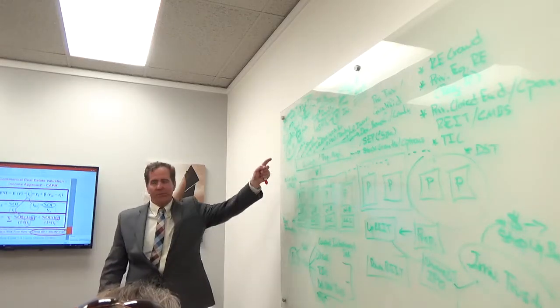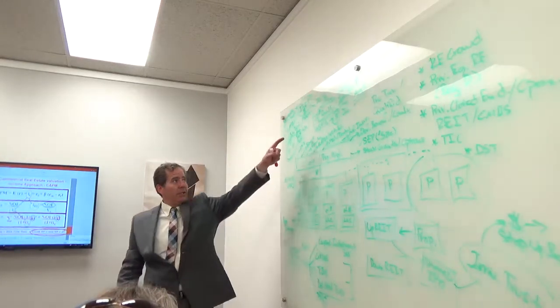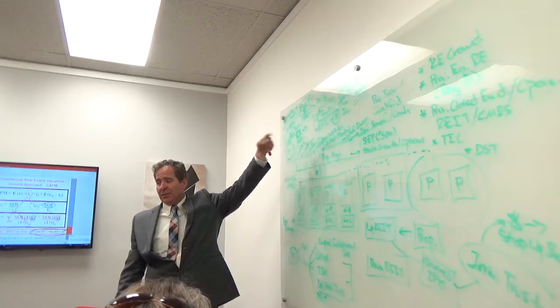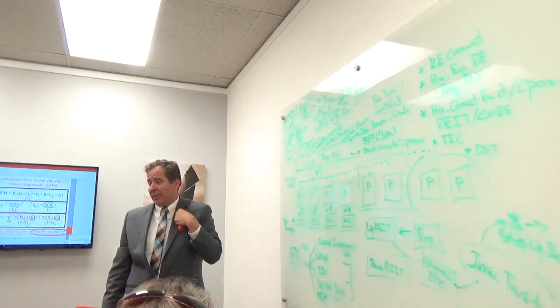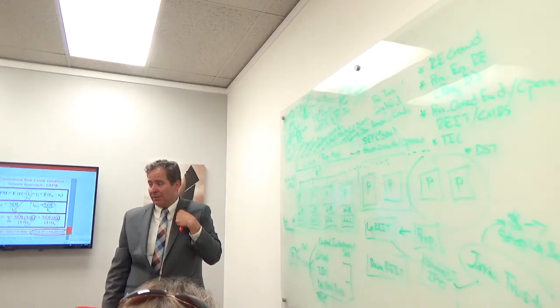And how are you using the term extinguish? Meaning the life insurance policy on me pays it off. That's what I have. I have a $4 million, $5 million, $10 million life insurance policy on me.